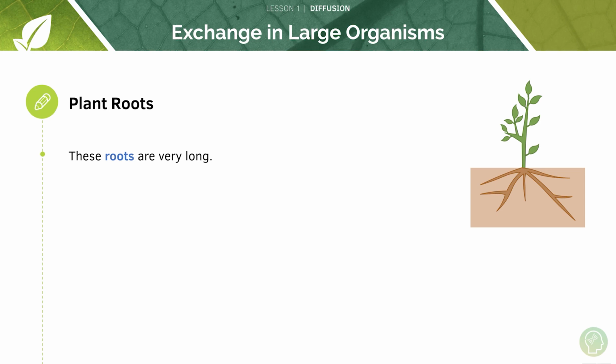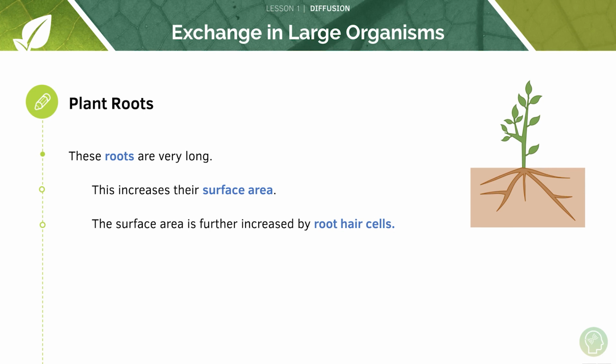Now plants have roots which are very long, which increases their surface area, and also roots might have root hairs, which further increases the surface area, because if we have a long root like this, and then that root has root hairs, that's going to increase the surface area even more, isn't it?